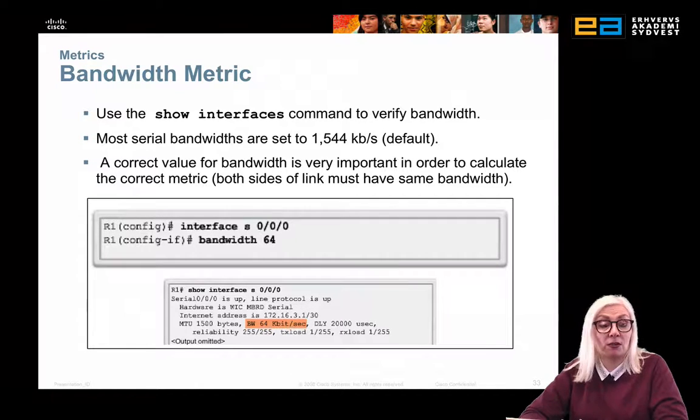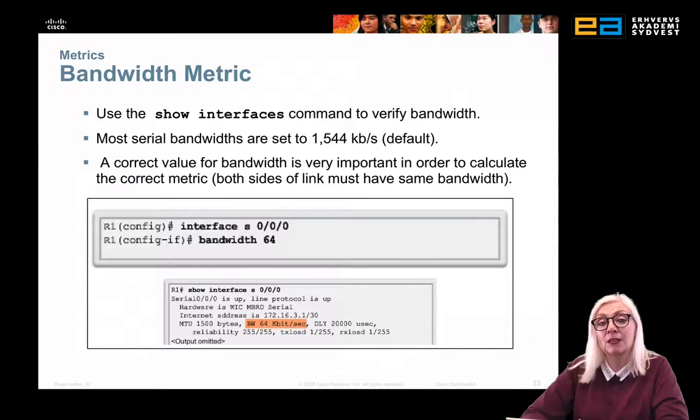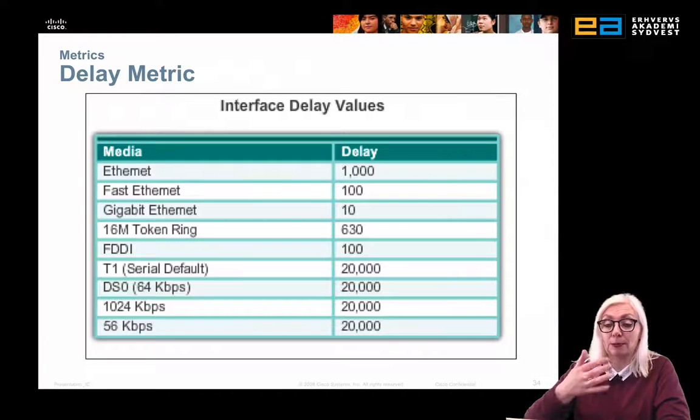But of course, there are some other interfaces, for instance the serial interfaces, where the bandwidth can be different. And by default, most serial links have a bandwidth set to 1.544 megabit per second. And I can change that by using the bandwidth command or by using the clock rate command.